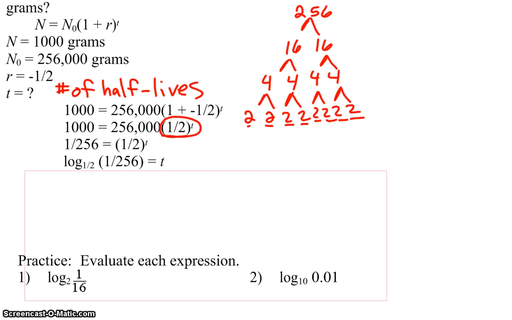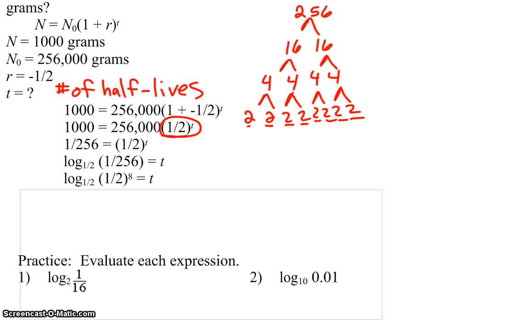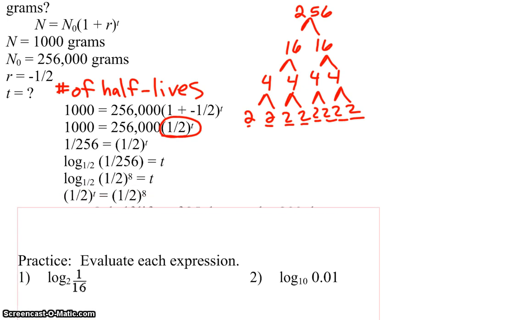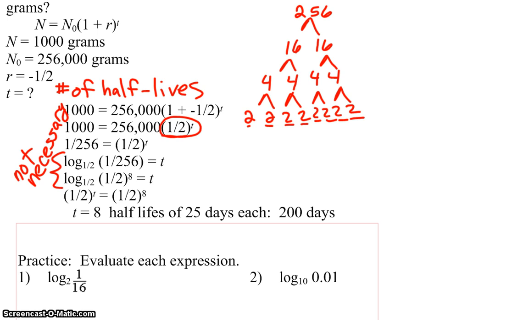You'll notice I wrote it in logarithmic form. Then I figured out that that was 1/2 to the 8th power, or 1/2 to the t equaled 1/2 to the 8th when I went back to exponential form. These two steps in here are not necessary. It's just sometimes seen that way. I could have skipped straight from 1 over 256 to 1/2 to the 8th. And then I can see that my exponents are the same, so t was 8, which meant there were 8 half-lives. Each half-life was 25 days, so it was a grand total of 200 days.